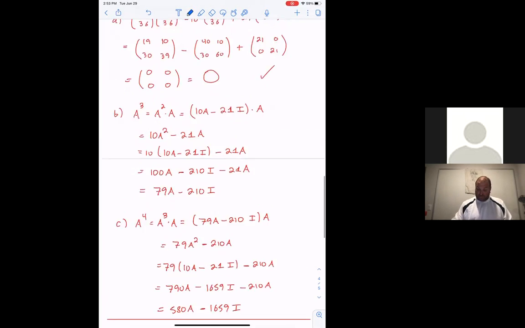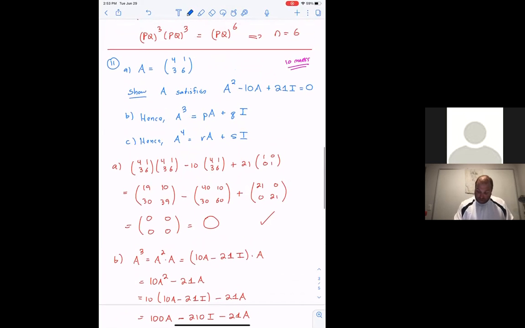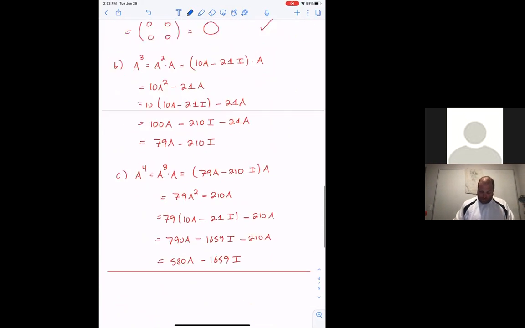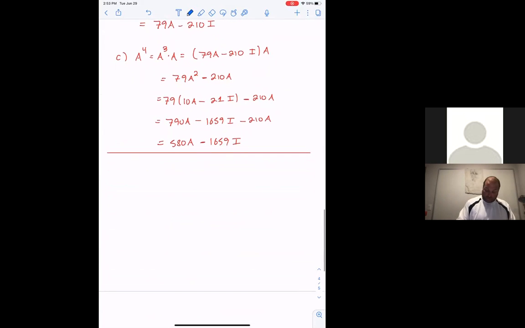By the way, this property here, the fact that A satisfies this equation, is not a coincidence. It comes from something in advanced math, but basic linear algebra, called the Cayley-Hamilton theorem. Very important theorem. All right, question number 12.